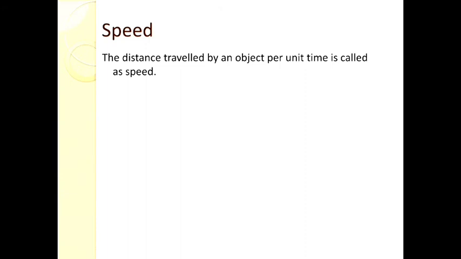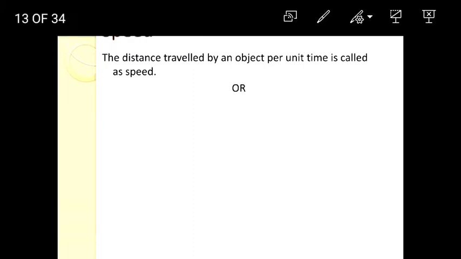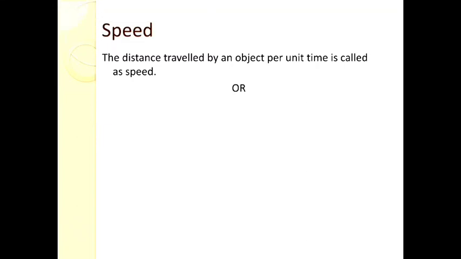Now we'll go to the next part of the topic, speed. What do you mean by speed? Speed is the distance traveled by an object per unit time. I repeat once again. What is speed? Speed is the distance traveled by an object per unit time.